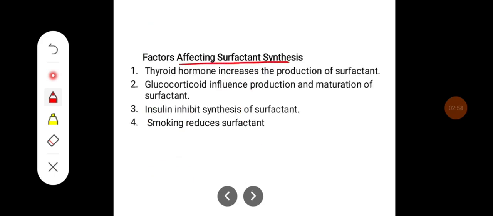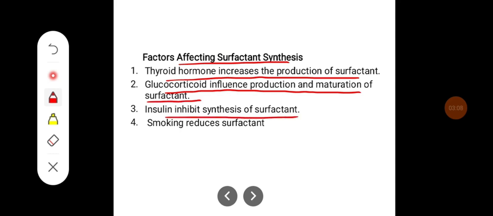Factors affecting synthesis of surfactant. Thyroid hormones increase the production of surfactant. Glucocorticoids influence production and maturation of the surfactant. Insulin inhibits the synthesis of surfactant, and smoking reduces the surfactant production.